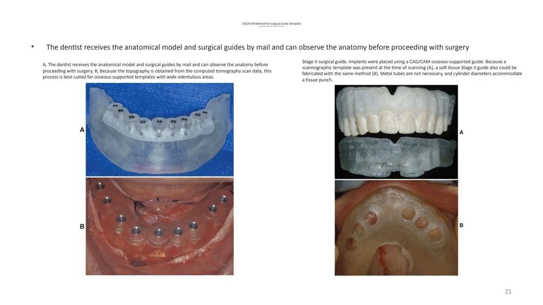So these are different designs of the surgical stents, and this is how they look in the mouth. Where we see the holes, this is where the dentist is going to use the drill to drill the holes and then place the implants, okay?